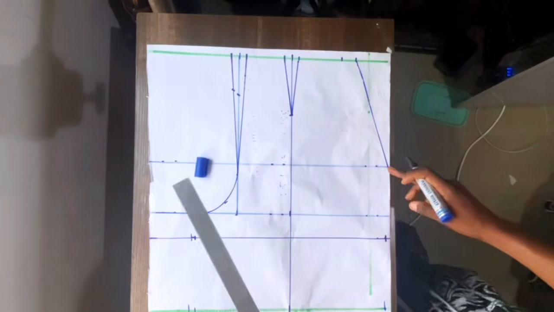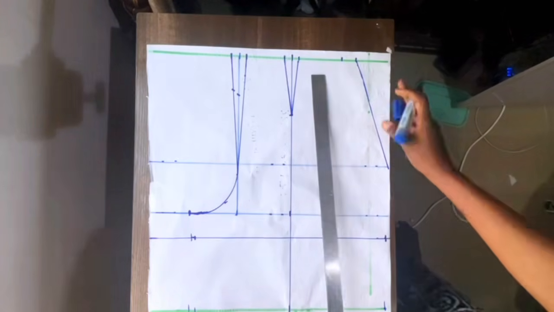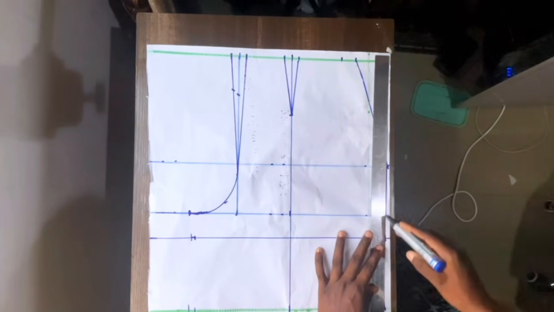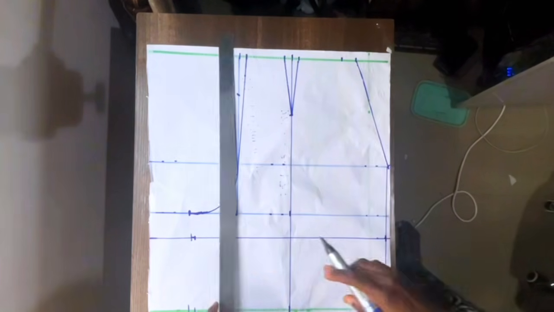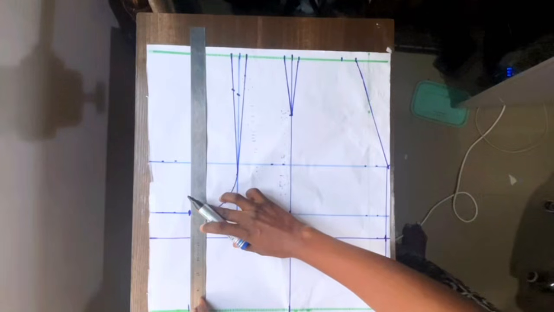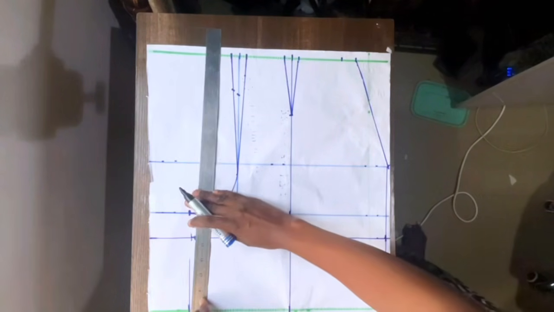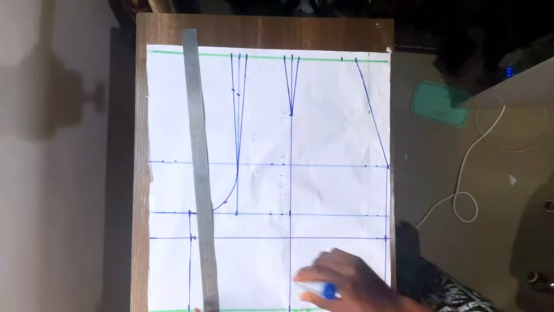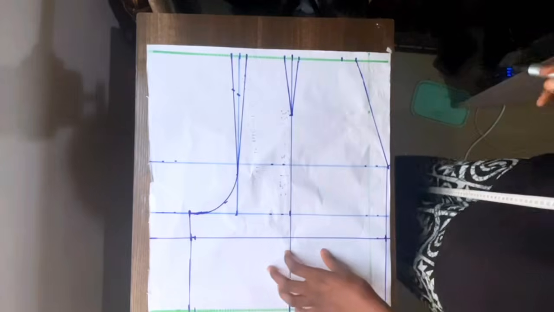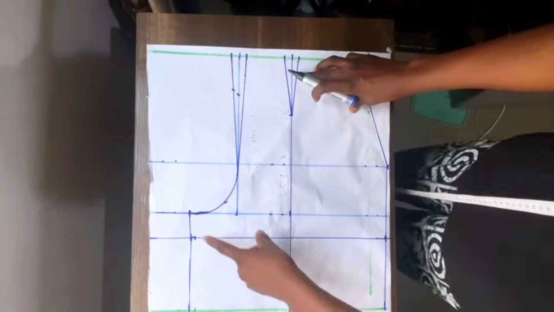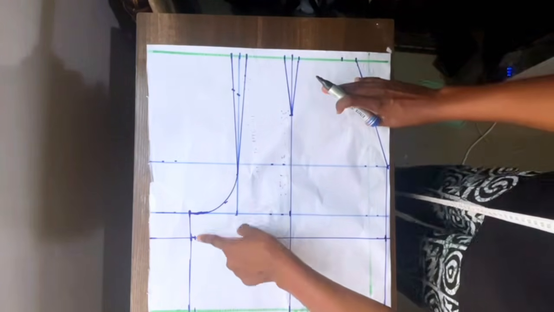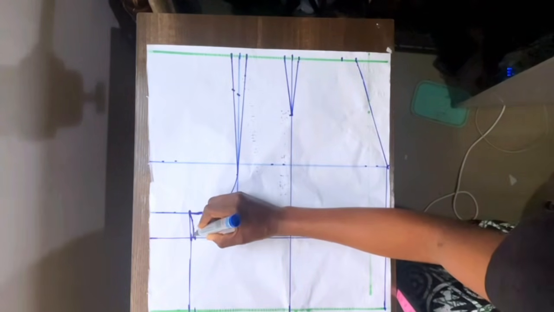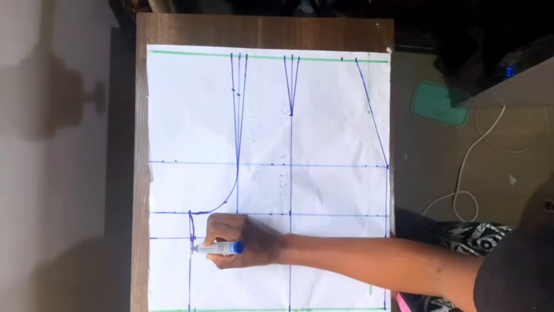So the next thing that you're going to do is to connect from your hip to this point, and then you're going to connect from your crotch extension to this point. If this short is a loose fitting short, if it was a tighter fitted short, you'll see that it will curve like this, right? It's supposed to have a slight curve to the hip. So I'm going to make mine like this.